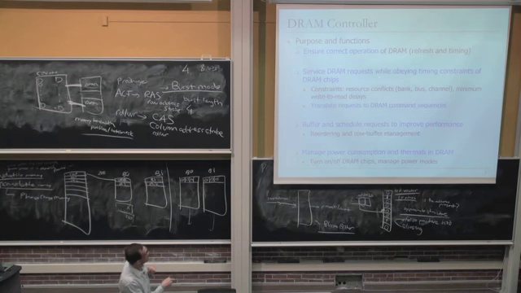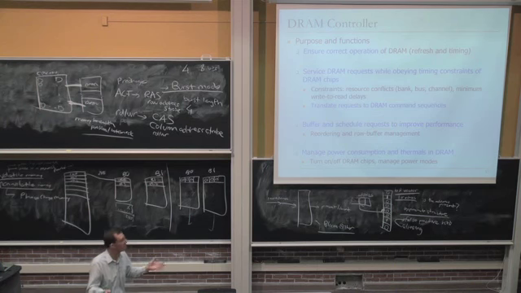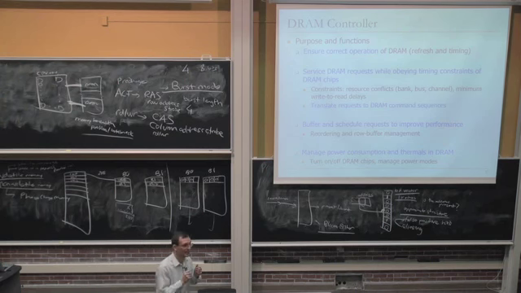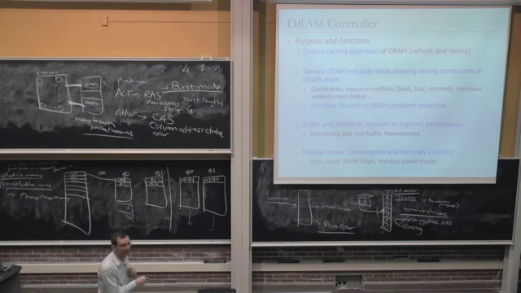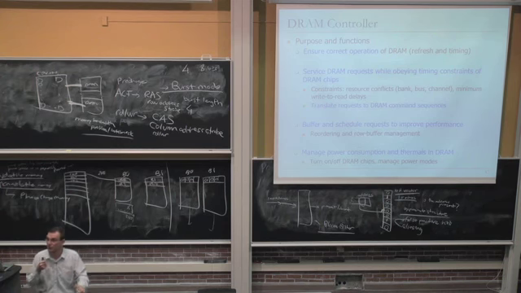It needs to service DRAM requests while obeying the timing constraints. So constraints are essentially resource conflicts and minimum delays. This is one example, write to read delays. But there's also a minimum delay between multiple activates. There's also a minimum delay between multiple reads. It needs to buffer and schedule requests to improve performance. It needs to do reordering if you want to improve performance, right? It needs to manage the row buffers, keep track of which bank has which row active.